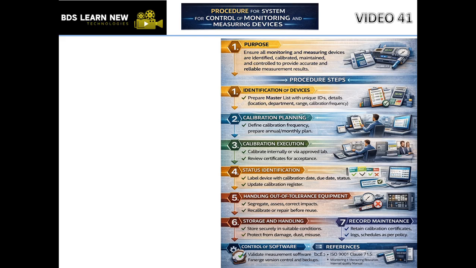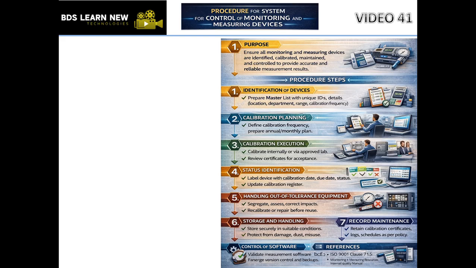Store securely in suitable conditions. Protect from damage, dust, or misuse. Then seventh is record maintenance. Retain calibration certificates, log schedules as per policy. Right? Then we can also have the control of software. Validate measurement software. Right? Like we are using the CMM over there. So we have to check whether it is working okay or not as per software.